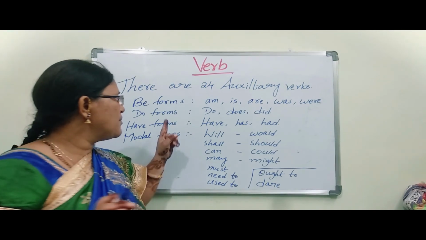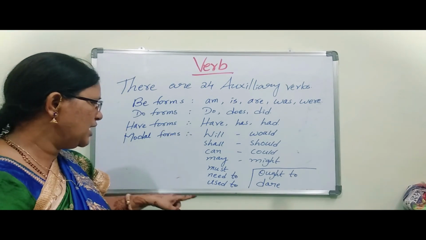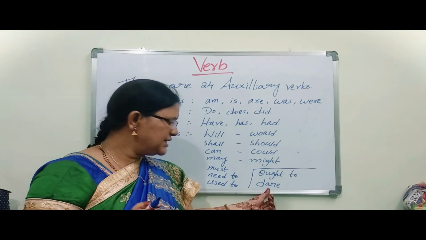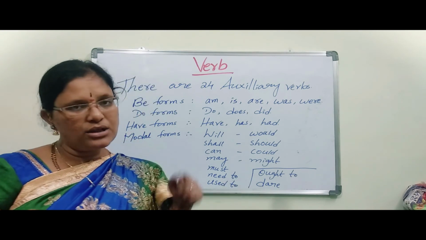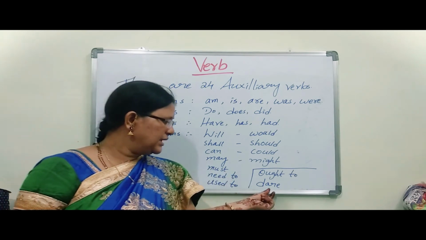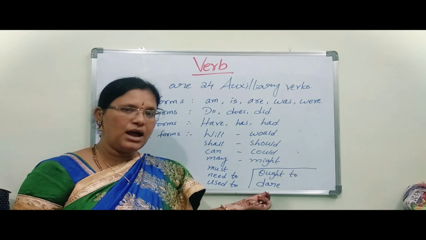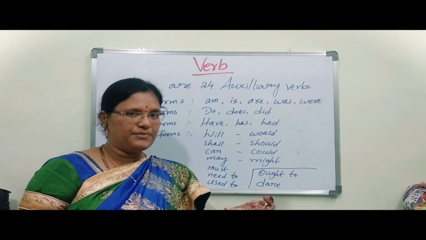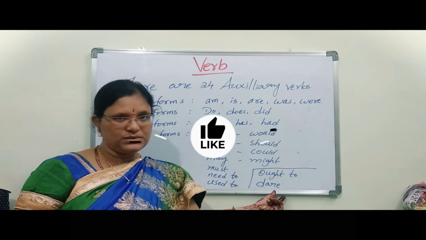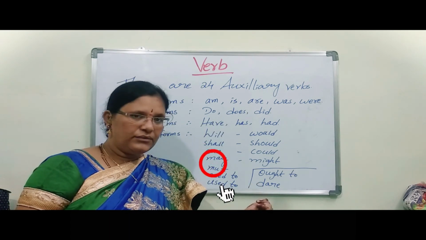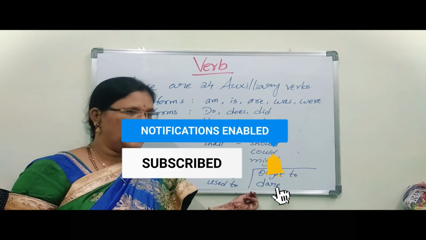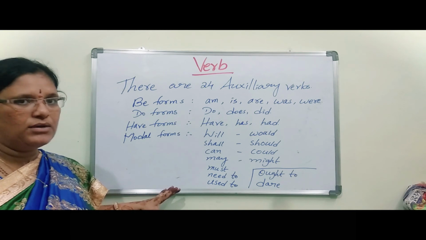This is about auxiliary verbs. Here one note is there: dare is used as a main verb and also as an auxiliary verb. If we use it as a main verb, four forms are there. When we use it as an auxiliary verb, it stands in its place. So this is about auxiliary verbs.